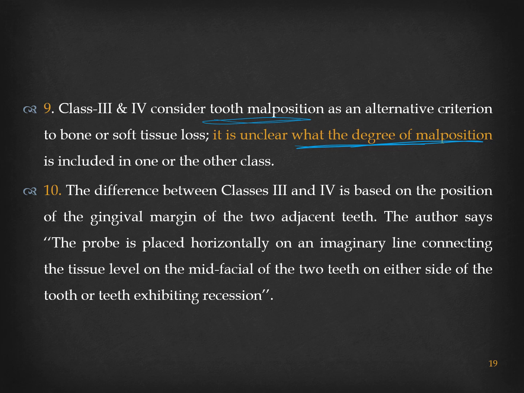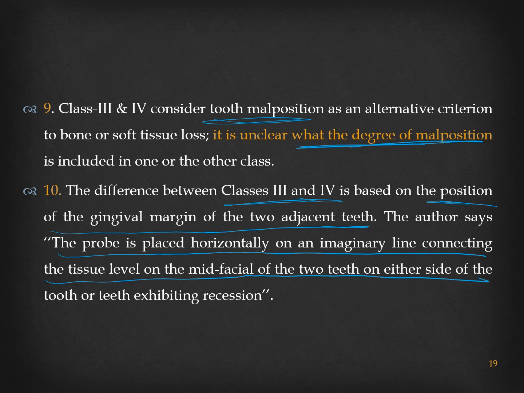10th is the difference between class 3 and class 4 is basically on the position of the gingival margin of the two adjacent teeth. So the author says the probe should be placed horizontally on the imaginary line connecting the tissue level on the mid facial of two teeth on either side of the teeth or teeth exhibiting recession. So what about those cases in which basically there is missing teeth adjacent to recession?